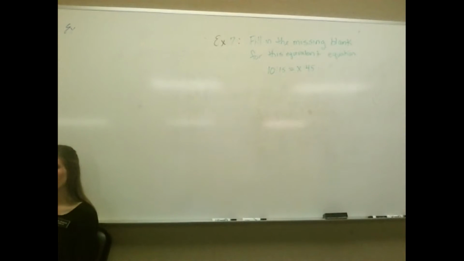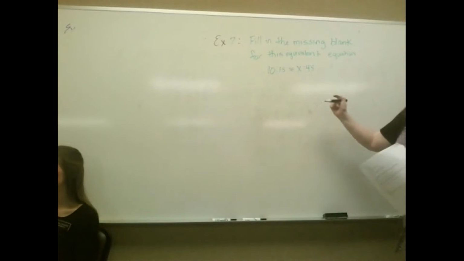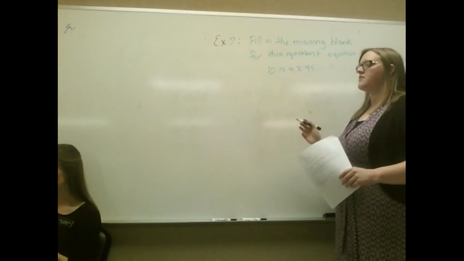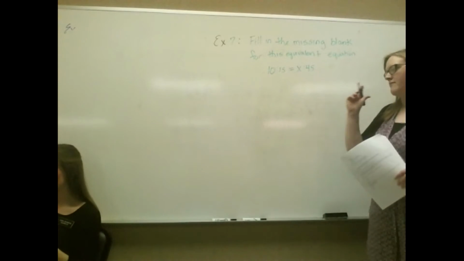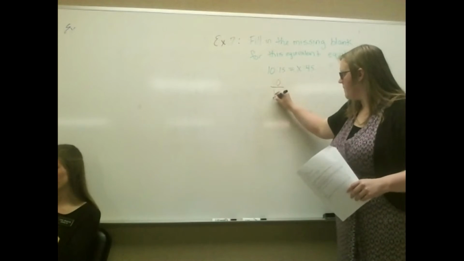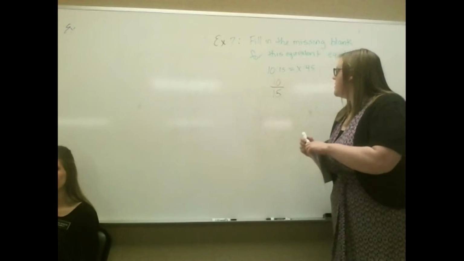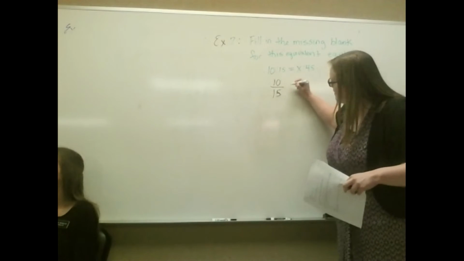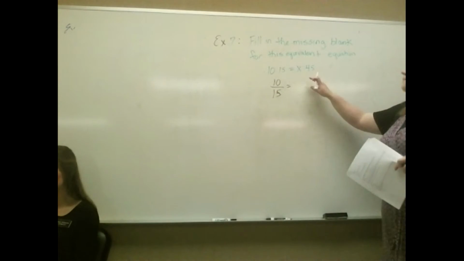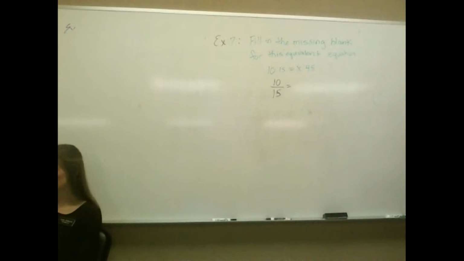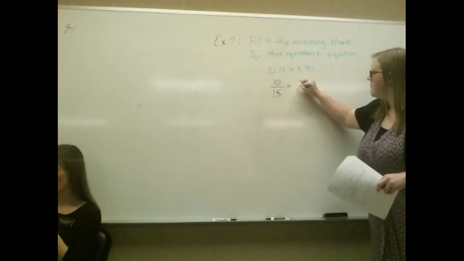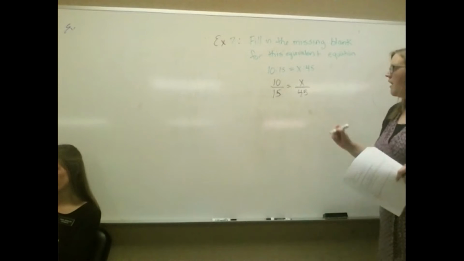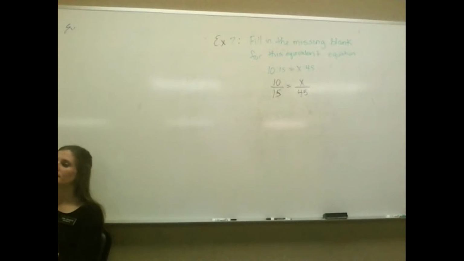Let's see. I think we're back to you, Tanya. Okay, all right, so if I was to write 10 to 15 as a fraction, how would I do it? It's not working for me anymore. Let's see if this works better. All right, and how would I write X to 45 as a fraction? X and then 1. Perfect. All right, Jayton, what would I do next now that I've converted them to fractions?